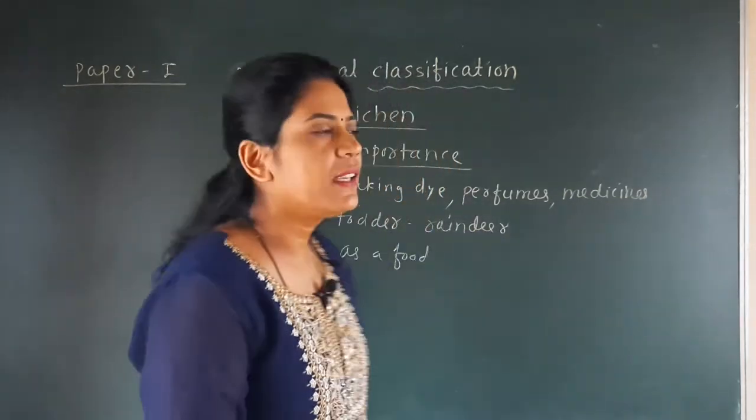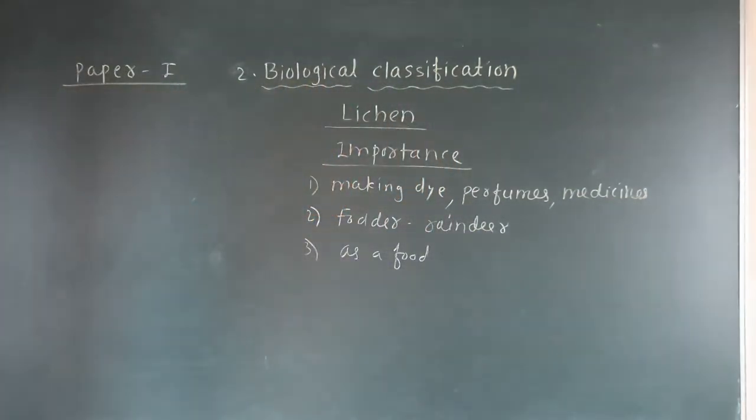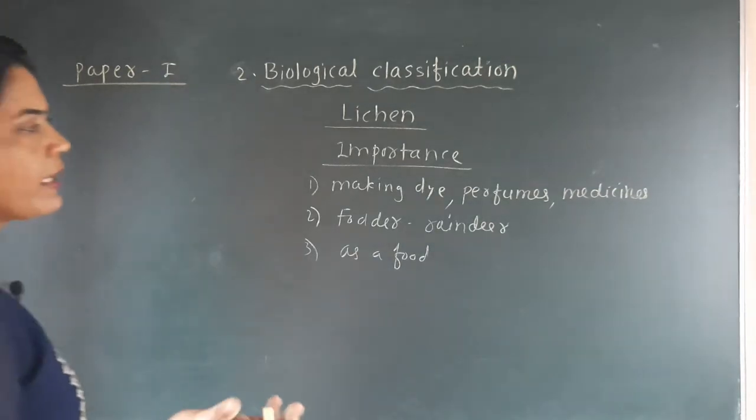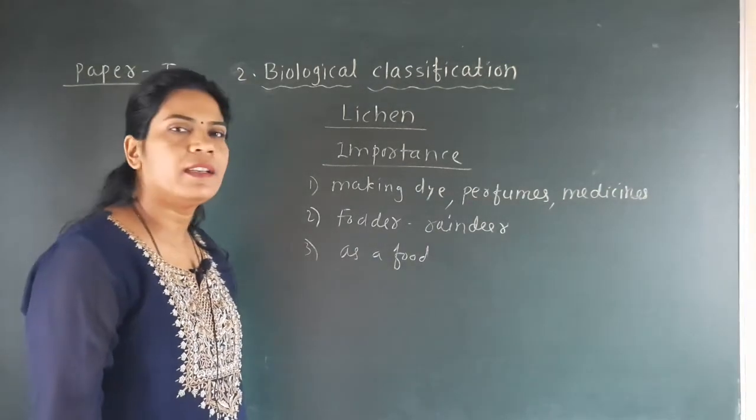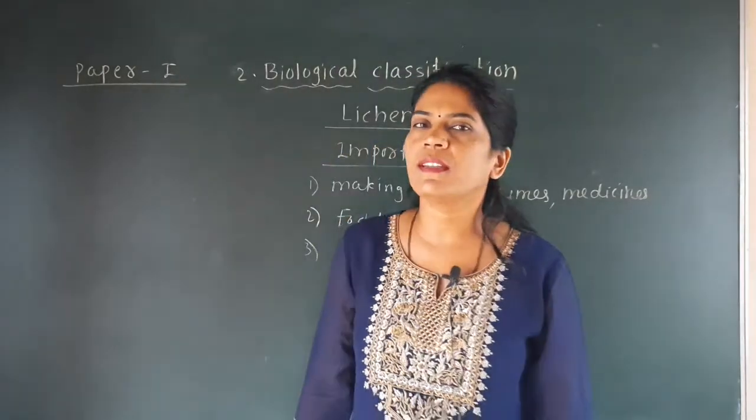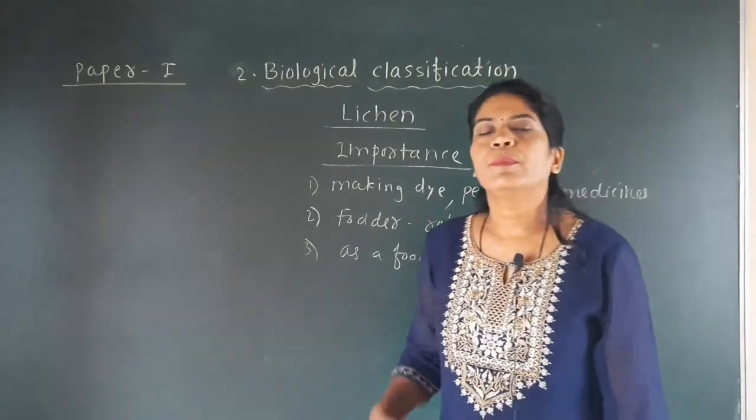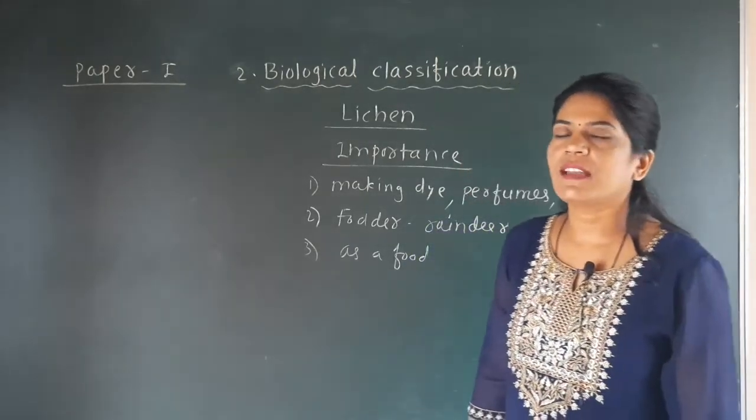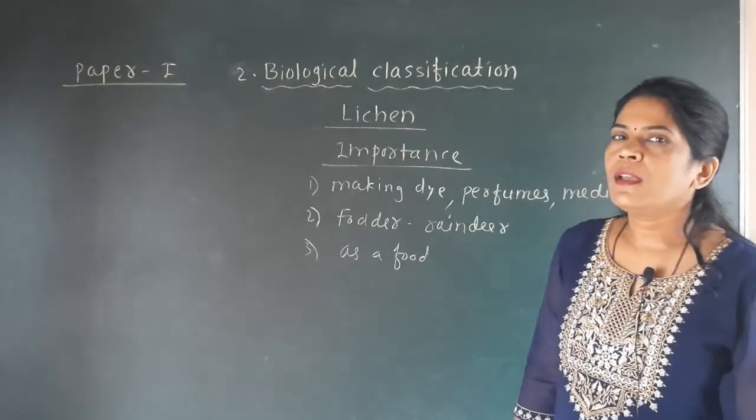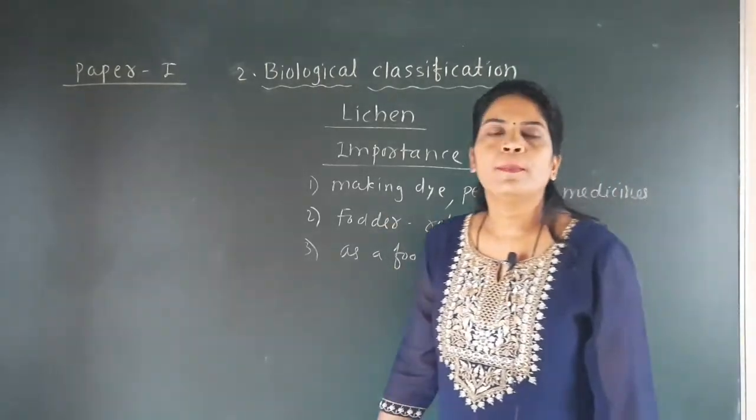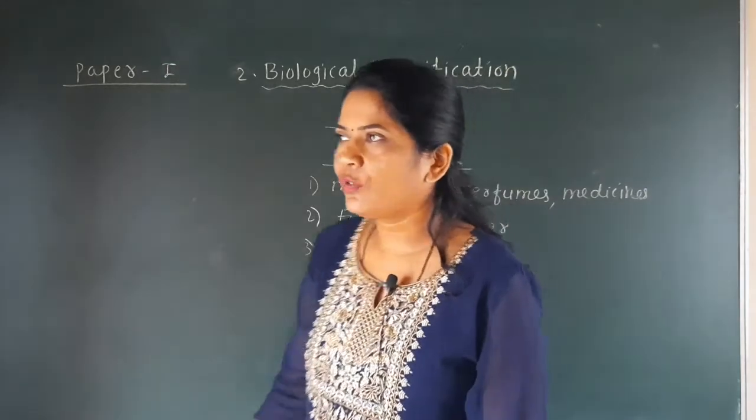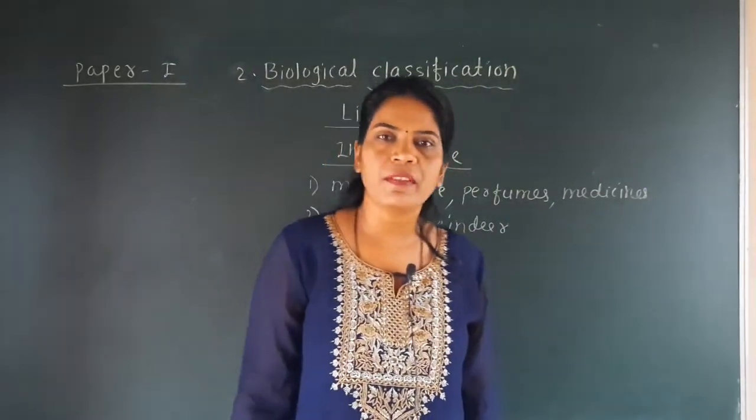Okay, so students, here is the additional point that we are going to discuss, that is the importance of the lichen. And the lichen's importance we are discussing is that it is used for making dye, perfumes, medicine. It is used as a fodder, particularly for some animals like the reindeer. It is used as a food, particularly as a curry powder because it has carbohydrate content. Okay, so this is about the importance of the lichen. Lichen can also be used in the preparation of the litmus paper.